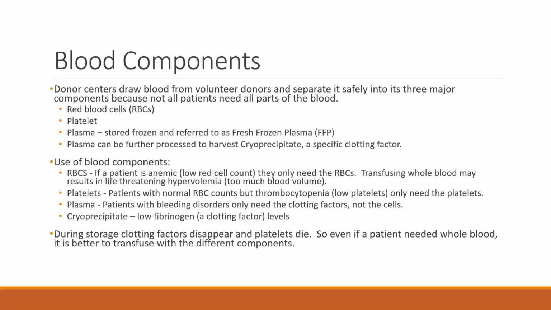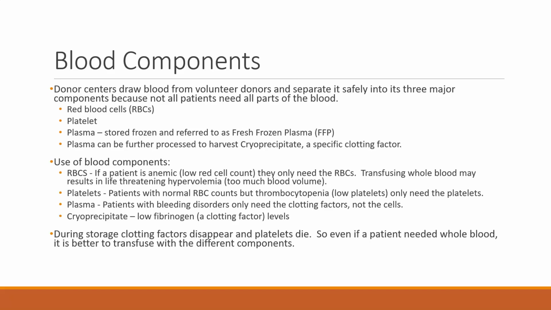Or we can create a 4th component by taking that fresh frozen plasma, thawing it at 4 degrees in the refrigerator, and an insoluble precipitate forms. We then spin that down and harvest this precipitate, and it has a specific clotting factor, factor 8, which is needed for hemophiliacs or massively bleeding patients.